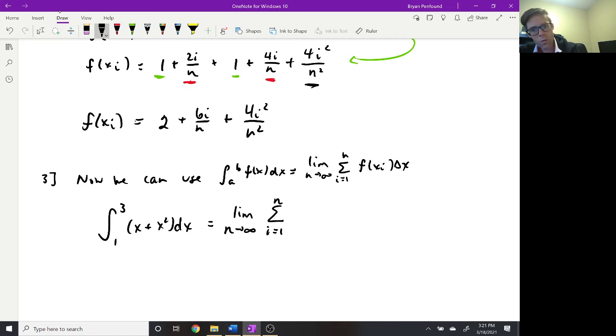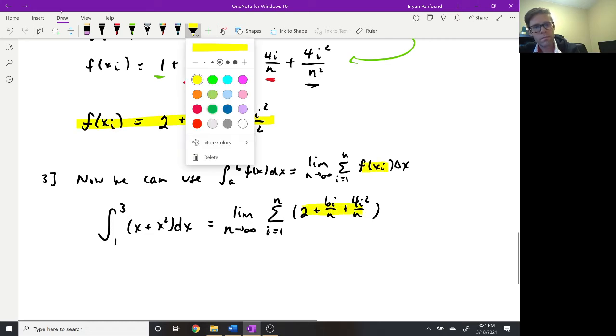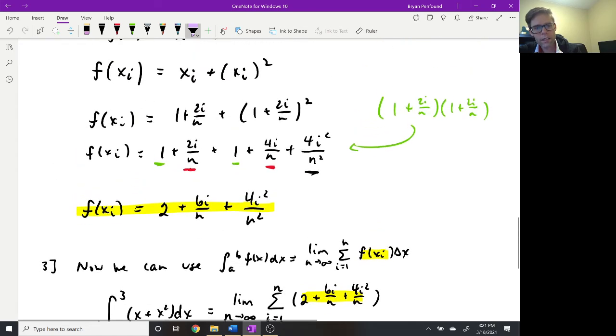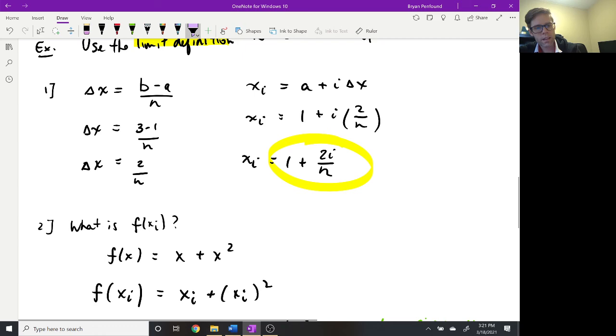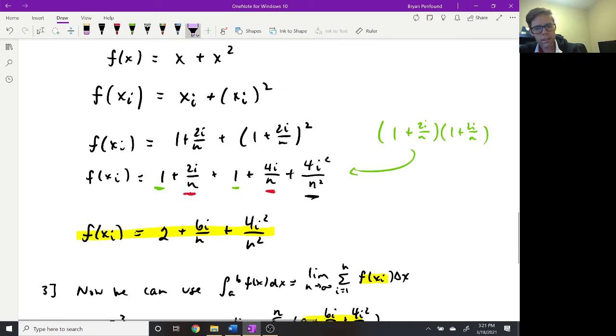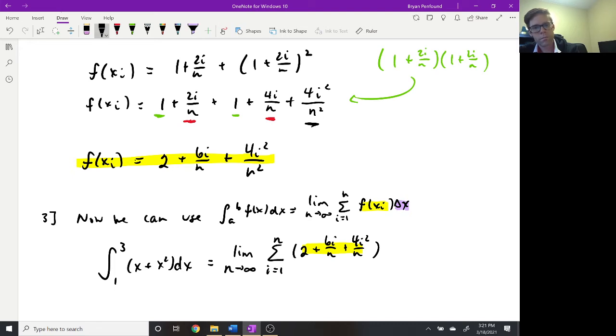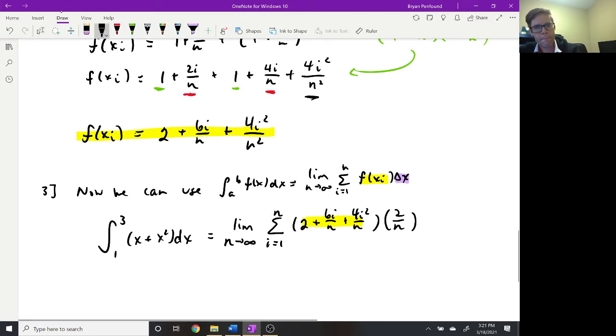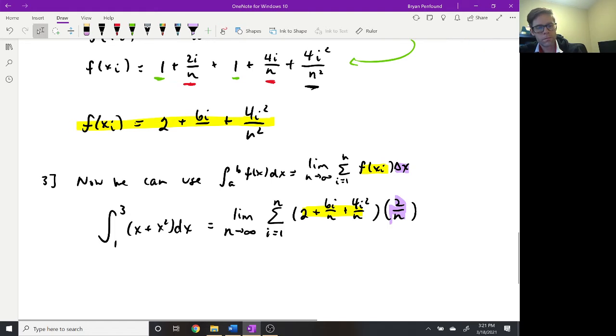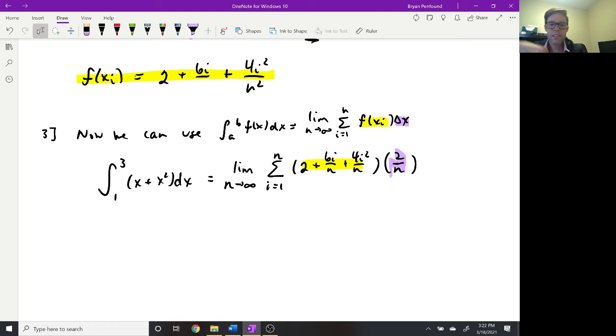approximating rectangles, where f at xi star is given as 2 plus 6i over n plus 4i squared over n squared. Okay, so I'm taking this expression and putting it in here. And we have to scroll back a little bit to get delta x, but delta x is given back here. Delta x is 2 over n. That's what I'm going to be putting in right here. So that's the substitution step.